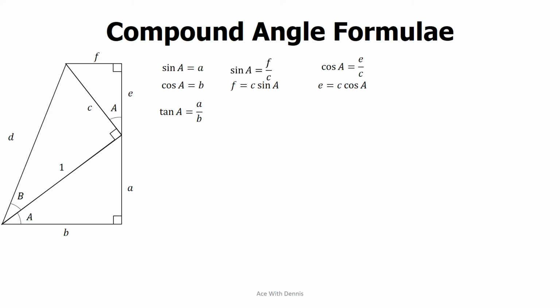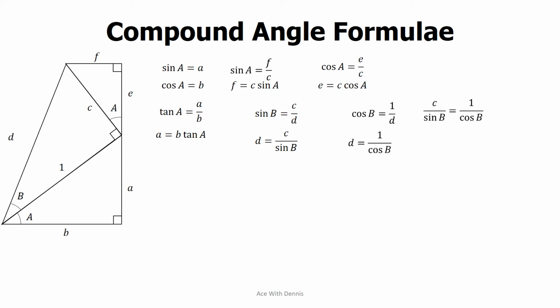Tangent A equals a over b. Hence, a equals b tangent A. Now, let's look at B. Sine B will be equal to c over d. Hence, d equals c over sine B. Cosine B equals 1 over d. Therefore, d will be equal to 1 over cosine B. So c over sine B equals 1 over cosine B.